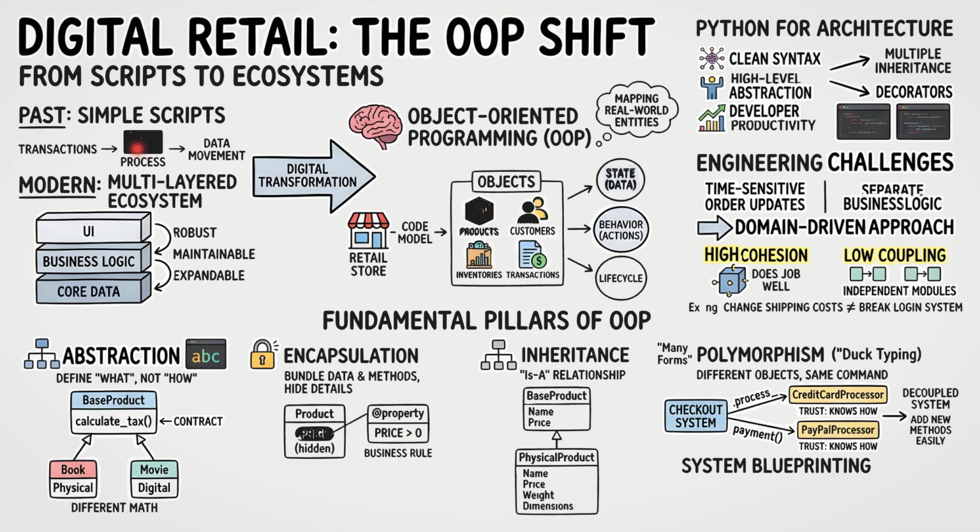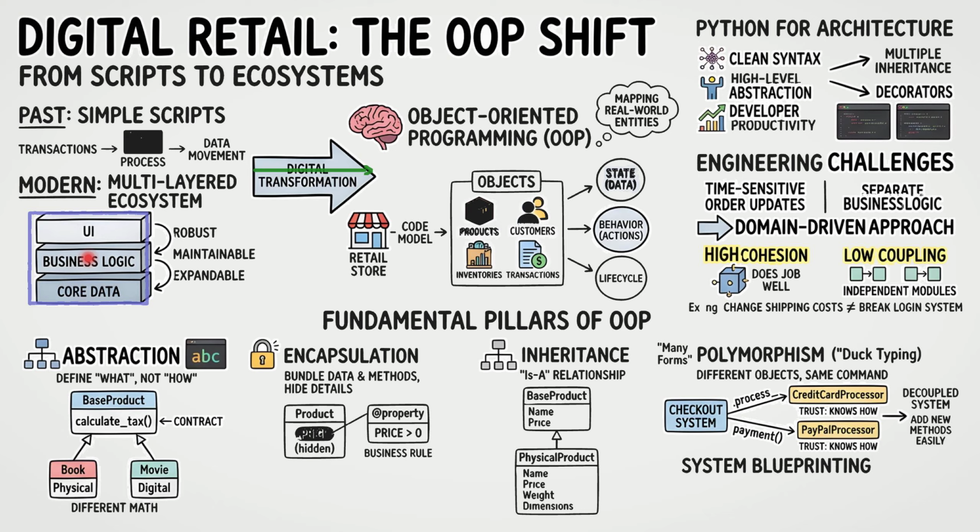But as businesses grew, this wasn't enough. Today, through digital transformation, we require a modern multi-layered ecosystem. Notice how this modern approach is neatly organized into specific layers for your UI, business logic, and core data. This separation is what makes the system robust, maintainable, and expandable.